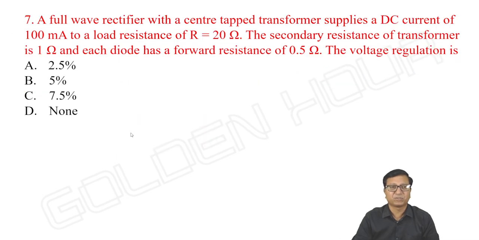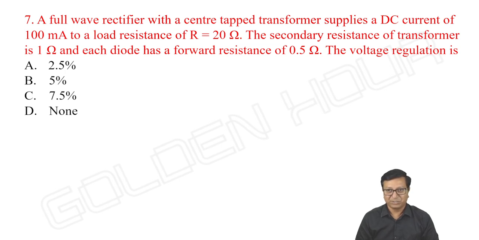Simple formula substitution. A full wave rectifier with a center tap transformer supplies a DC current of 100 milliamperes to a load resistance of R equal to 20 ohms. The secondary resistance of the transformer is 1 ohm and each diode has a forward resistance of 0.5 ohms.